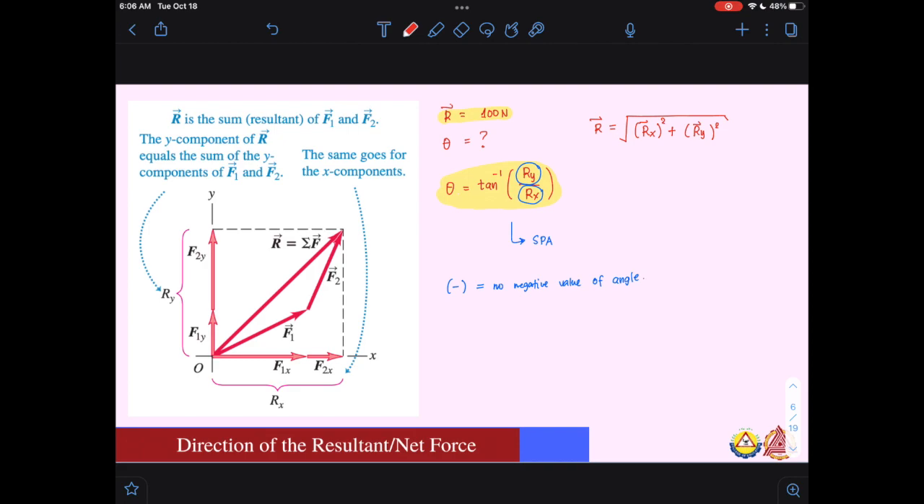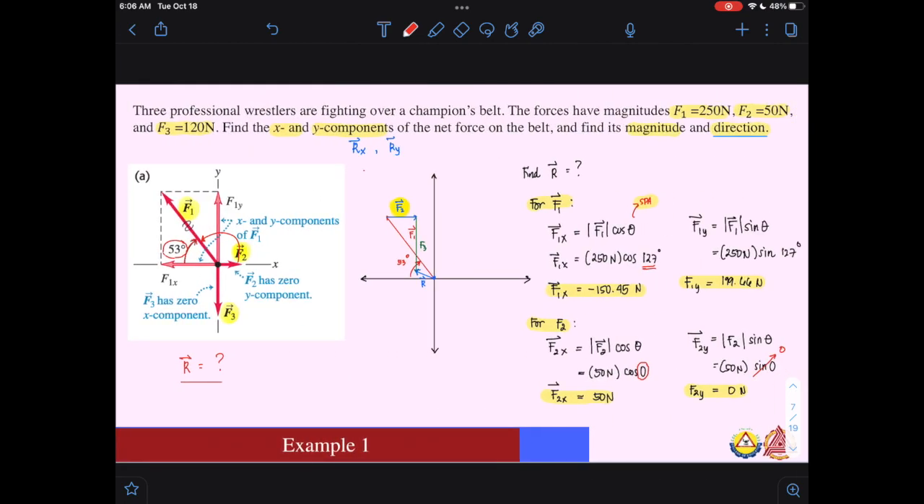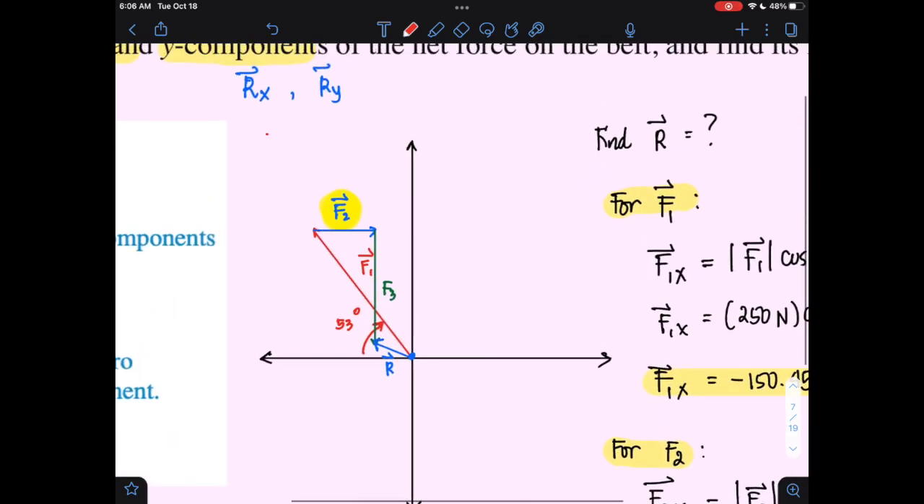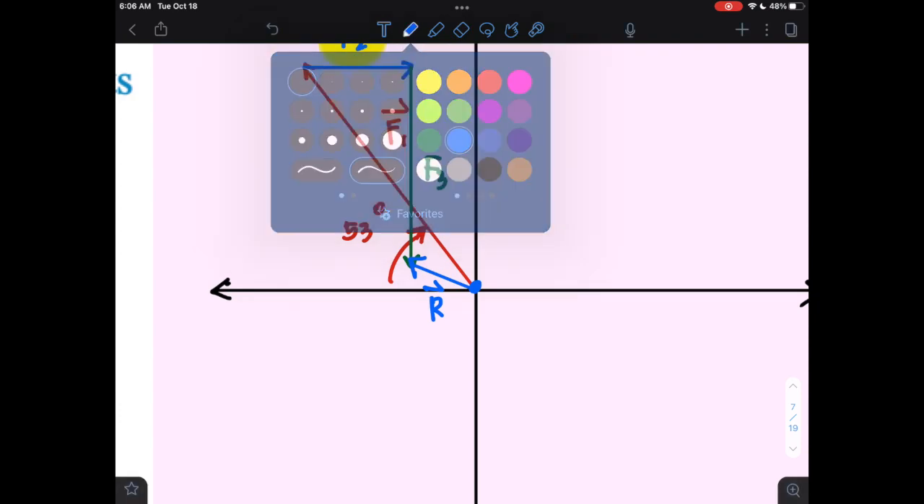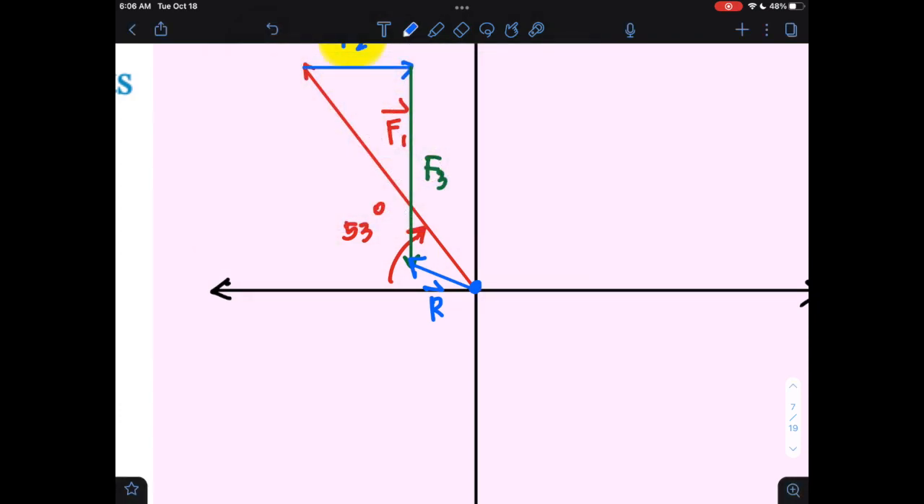Now, what is the implication of the problem? Based on the problem, although there are three wrestlers applying different forces F1, F2, F3, by the principle of superposition of forces it seems as though only one force is acting, which is this force here, the resultant in this case. So that is the application of our superposition of forces.